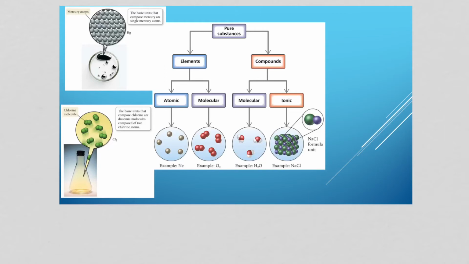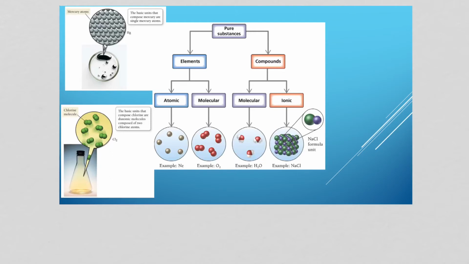There are elements that exist as what we call atomic elements. So the simplest or the stable form of those elements is individual atoms. Now, most elements exist this way. So we have things like mercury or neon, right? These exist as individual atoms. That is the simplest unit.